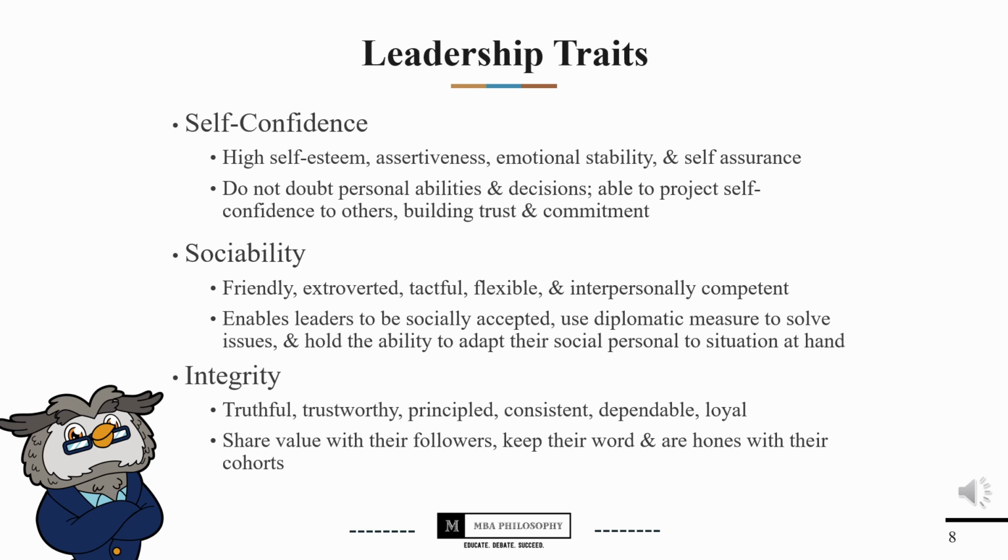Here we have self-confidence, sociability, and integrity. Self-confidence and integrity are self-explanatory, and I personally like sociability because I don't believe it's often thought about from a leader. An effective leader who is sociable is a friendly individual, extroverted, tactful, flexible, and interpersonally competent. So what this means, if a leader is able to be sociable, is that not only are they socially accepted, they're able to use their diplomatic measure to solve the issues at hand and hold the ability to adapt their social persona to the current situation.